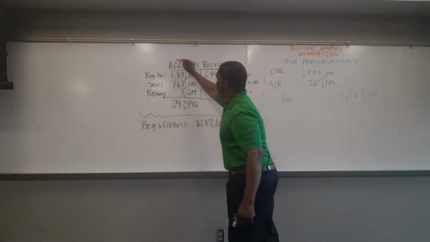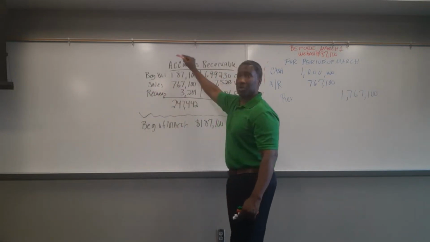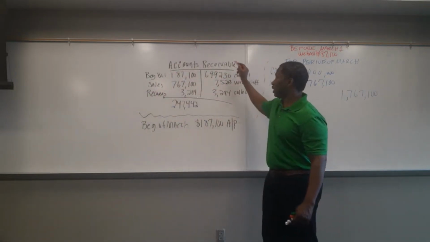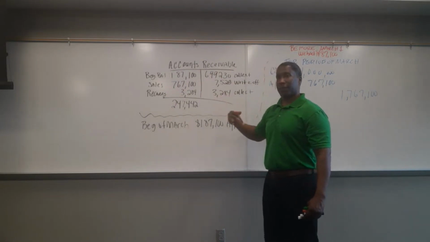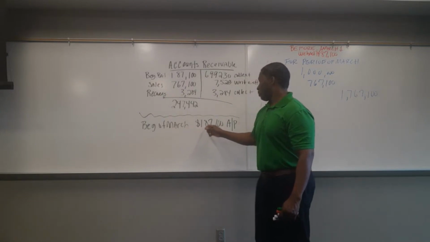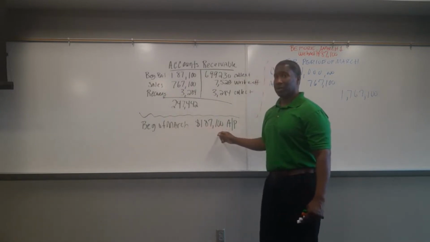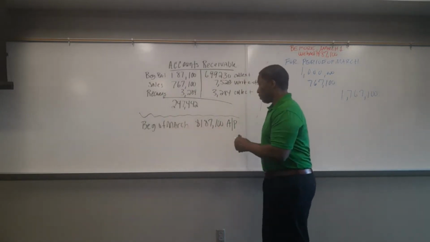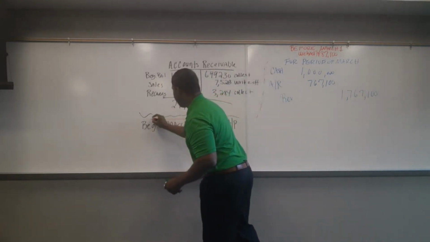This here is part of a solution that's going to be given, and if you choose to look on that, that's great, but I don't want this to just be debits and credits. If we understand the flow of what's going on, it'll make sense later on. So, at the beginning of March, we had $187,100. Beginning of March, okay? Beginning of the period, we're just going to call it March.